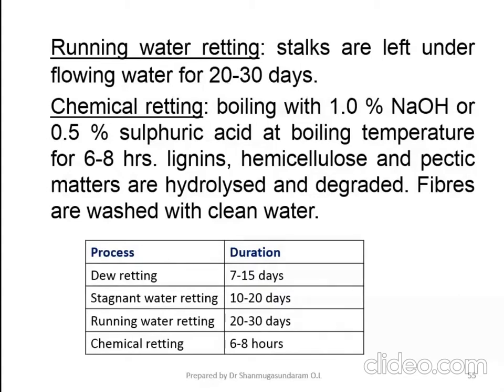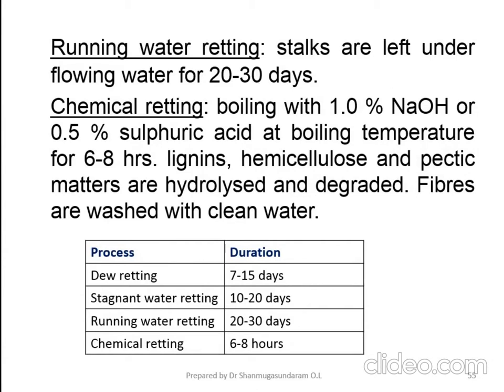So this is how the extraction process has to be carried out for the flax fiber. Please look at the table. The table shows the duration of the extraction process. If you take dew retting, 7 to 15 days is needed for the extraction. If you take stagnant water retting, it takes 10 to 20 days. If you take running water retting, it takes 20 to 30 days for the extraction process. Whereas chemical retting only needs 6 to 8 hours for the extraction of fiber from the plant.